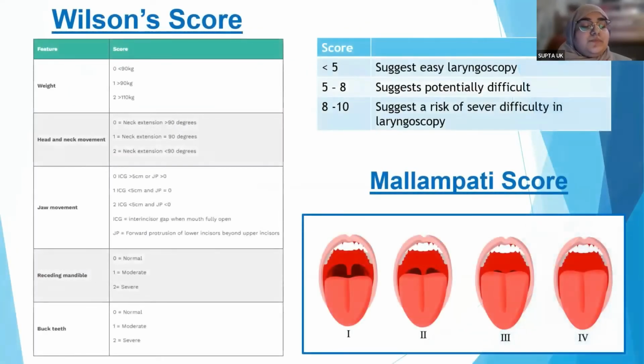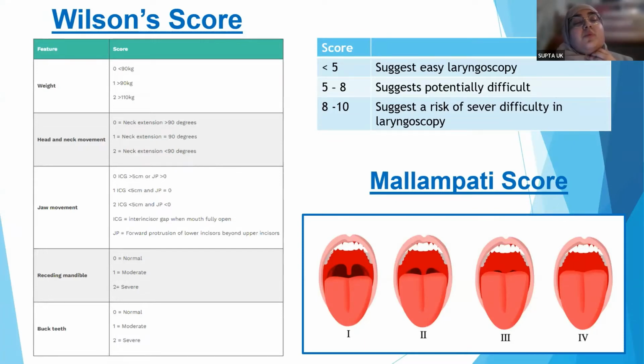So the Wilson score is essentially just a pro forma which you fill out according to the patient, and it's to assess the general health of a patient and see whether an airway can be managed successfully or not, and what sort of management might be more useful. Okay, and so the scoring system here, a score of less than 5 suggests easy laryngoscopy, and a score of 5 to 8 may be potentially difficult.